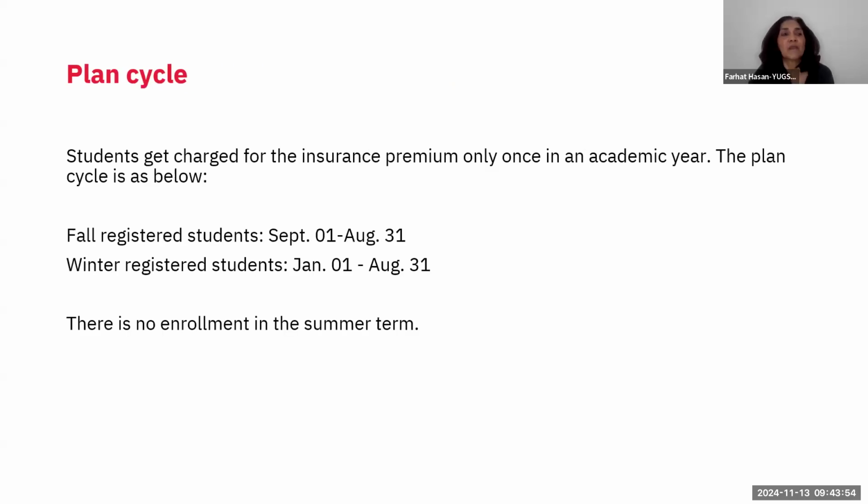The plan cycle for fall registered students is September 1 to August 31st. For winter registered students, it is January 1 to August 31st. There is no enrollment in the summer term. So if you are arriving in summer, some of you are arriving in summer, you will have to wait until fall, until September 1 to get enrolled in the graduate plan.